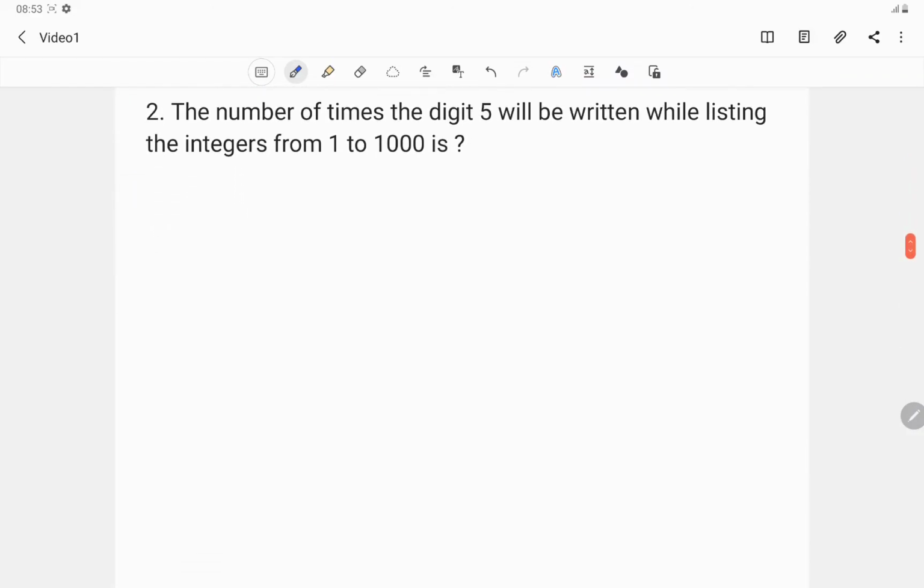Here the question says: the number of times digit 5 will be written. It is nothing but how many times digit 5 will appear while listing the integers from 1 to 1000. From 1 to 1000, how many times will digit 5 appear?